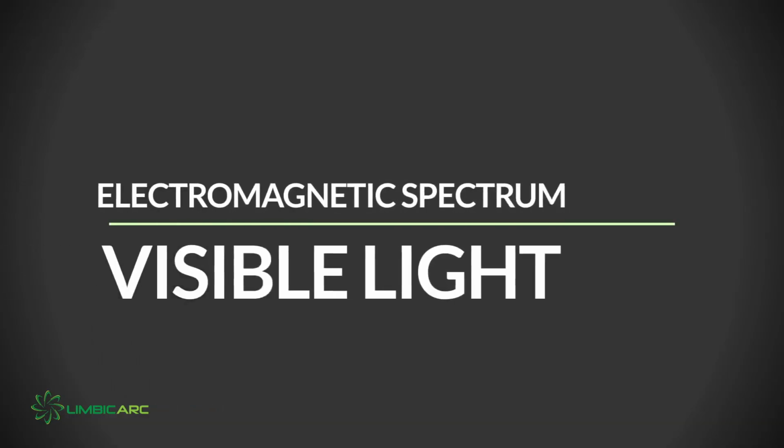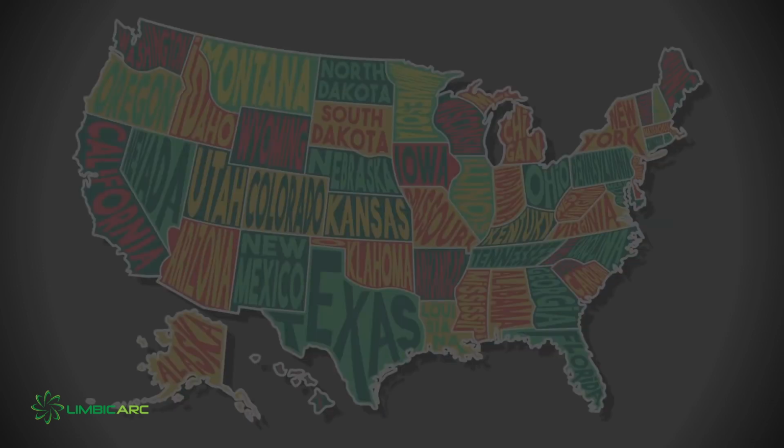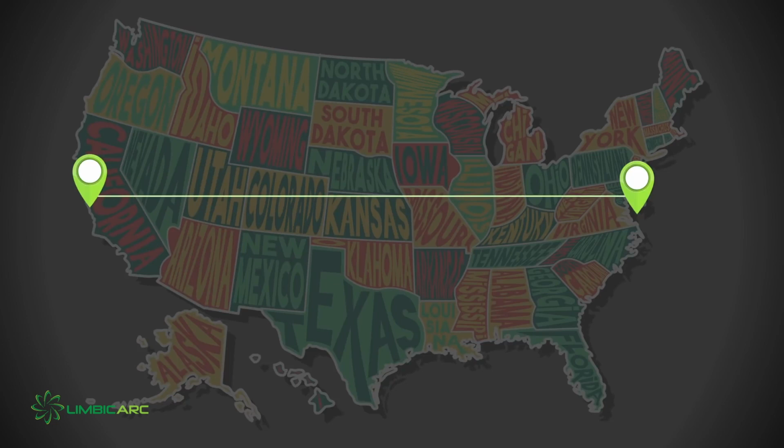This line represents the electromagnetic spectrum. Visible light, the portion of this line that we perceive, is very small. If we stretch this line across the continental United States from San Francisco to Washington, D.C., visible light, the portion that we see, would be represented by a line about 2 feet wide somewhere near Oberlin, Kansas.